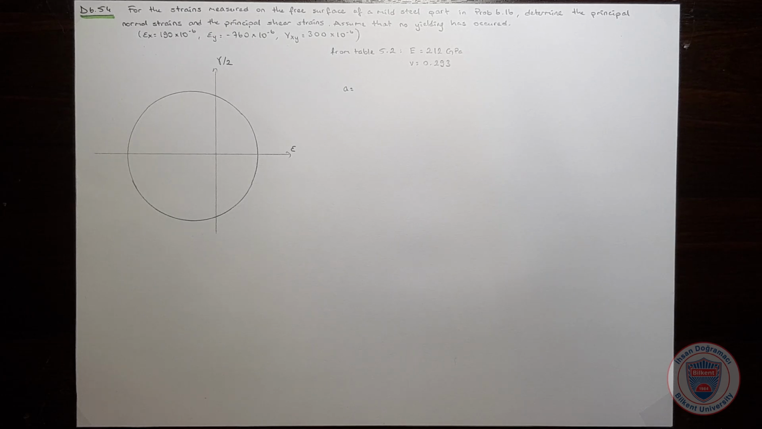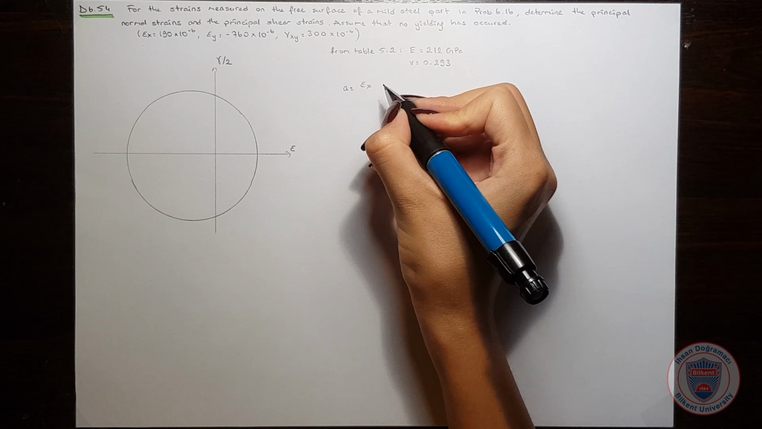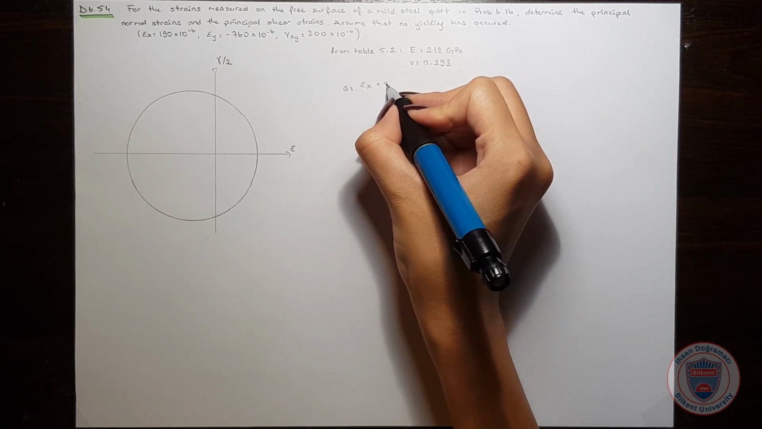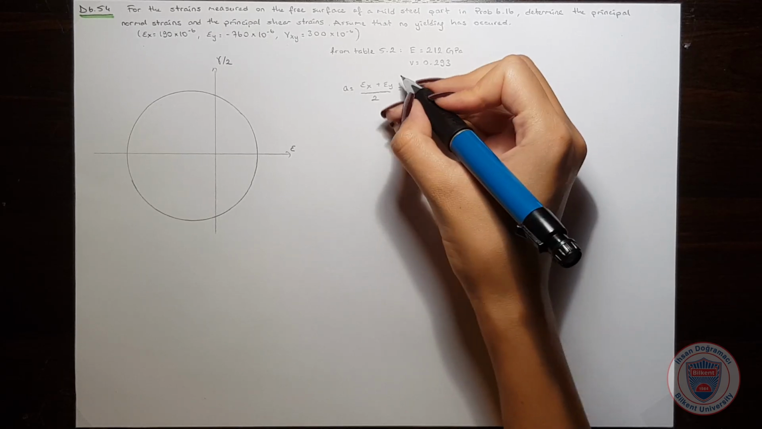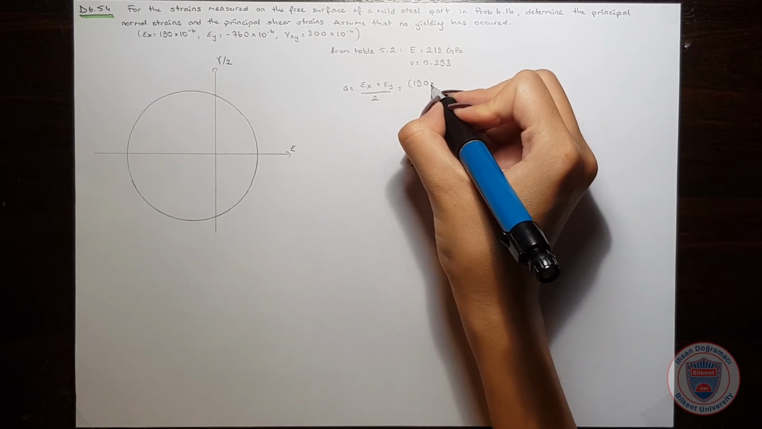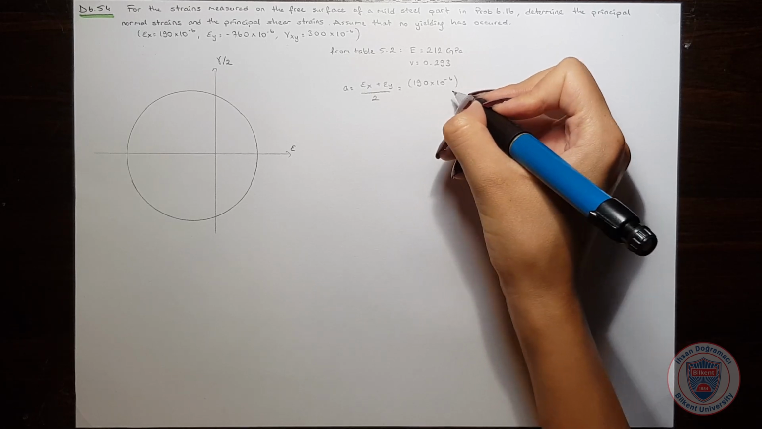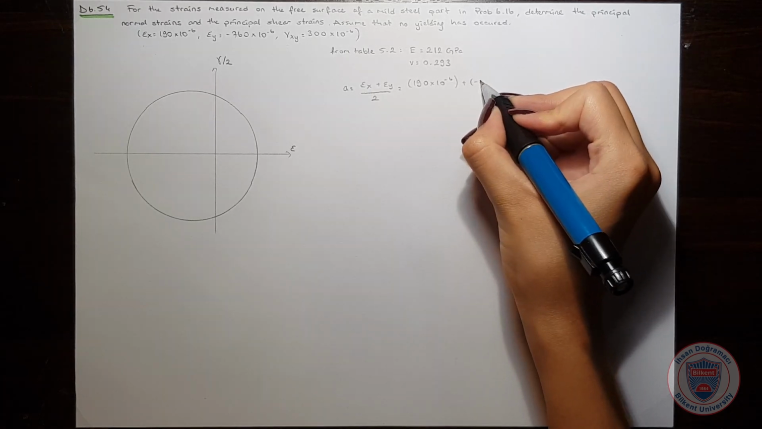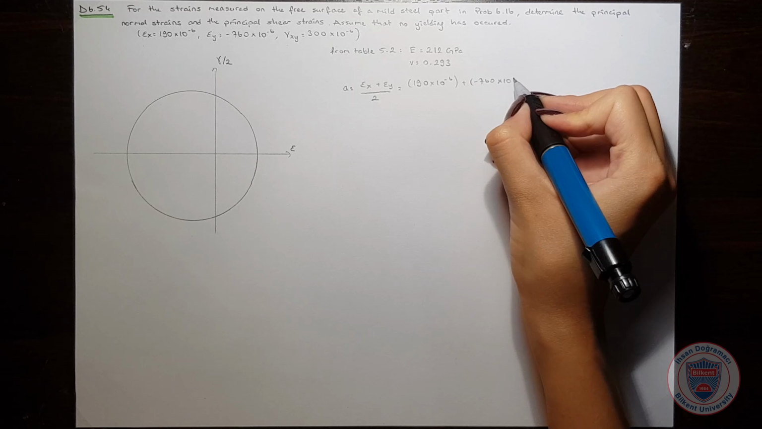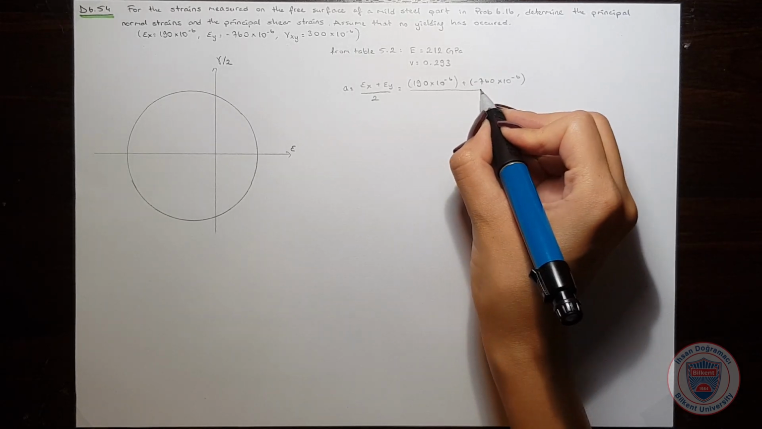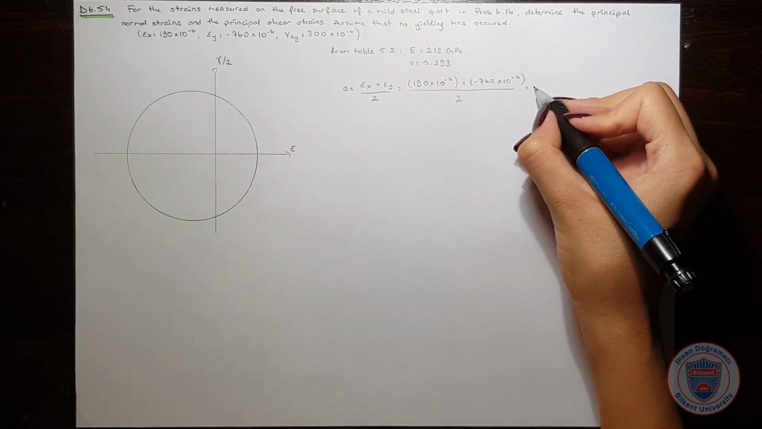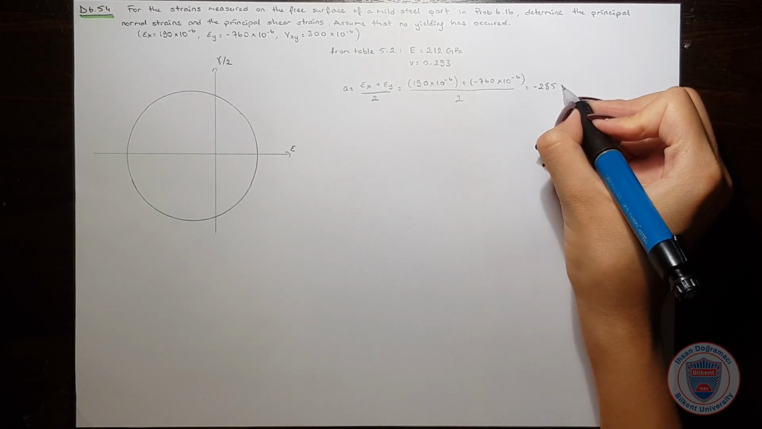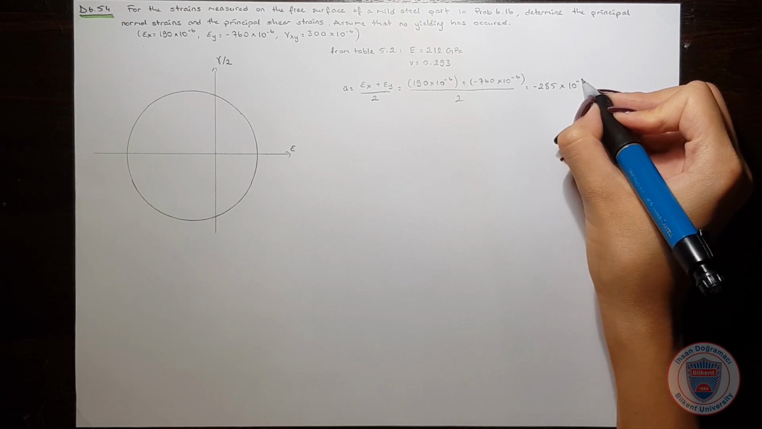Let's call it A. It will be equal to epsilon x plus epsilon y over 2. And we get A is equal to minus 285 times 10 to the power of minus 6.